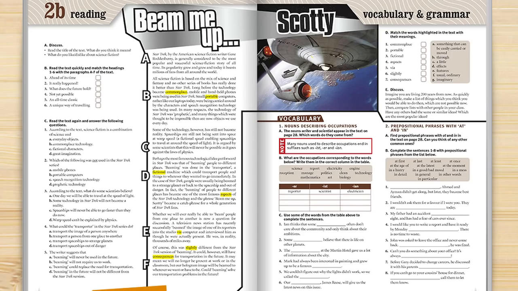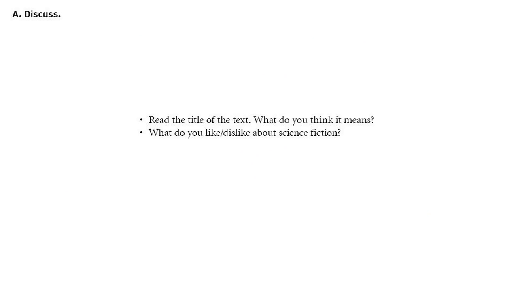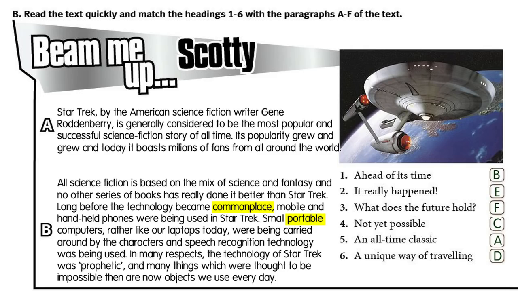2B. Reading. A. Discuss. Read the title of the text. What do you think it means? اقرأ العنوان. ماذا يعني؟ What do you like, dislike about science fiction? ما الذي يعجبك لا يعجبك حول الخيال العلمي؟ B. Read the text quickly and match the headings 1 to 6 with the paragraphs A to F of the text.